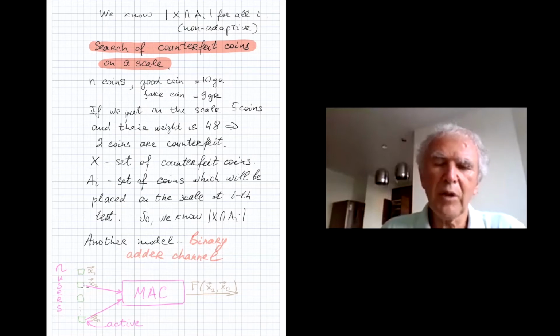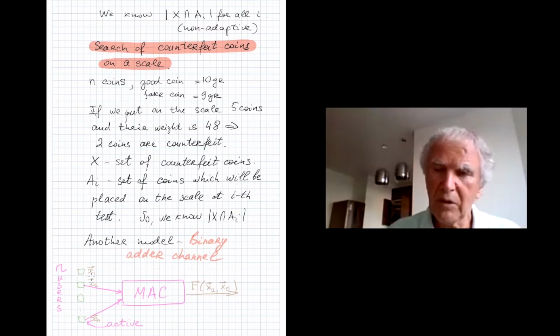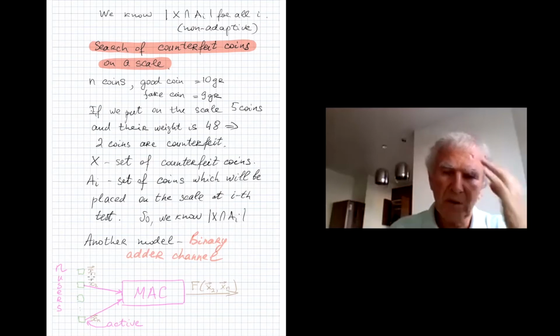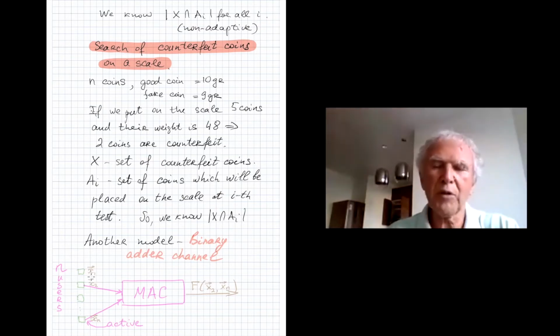And the question only is what this multiple access channel does with the inputs. For counterfeit coins, it's the so-called binary adder channel. It simply adds the 0s and 1s which the channel receives at every time slot. So that's, of course, the same as a measurement on the scale.